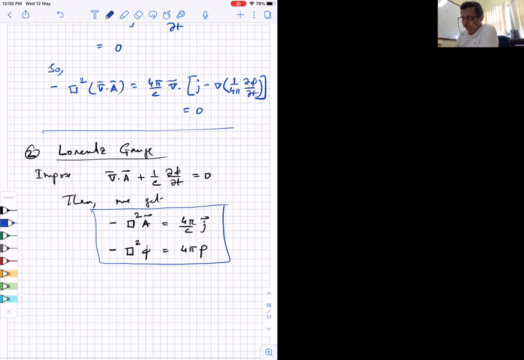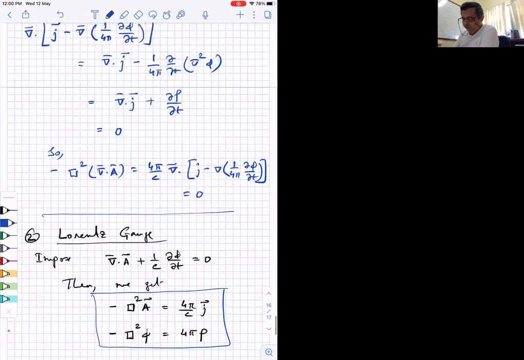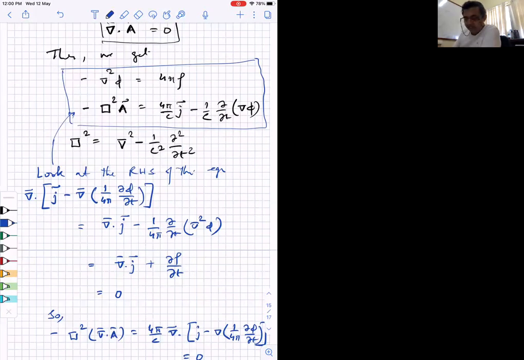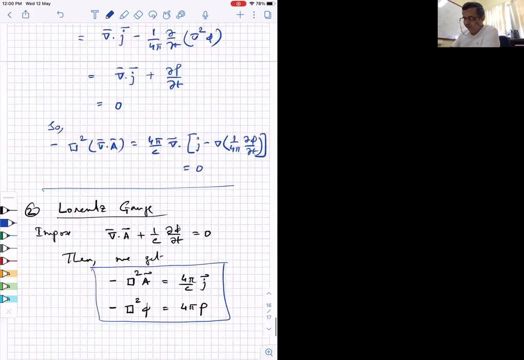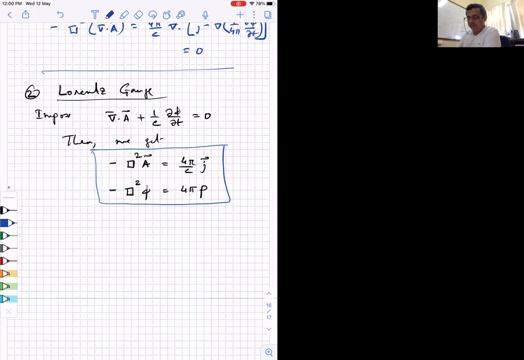Remember previously what we got was the 3-divergence. So it was grad squared phi as minus 4 pi rho. Over here it is the D'Alembertian of phi as minus 4 pi rho. So this is that difference. It's not exactly the same as the previous one, but this is a completely symmetric equation. In fact, this can be written in 4-vector form much more easily if I want to do that. So we can write down the Lorentz gauge in 4-vector notation, and then these equations will be very easily written in 4-vector notation.